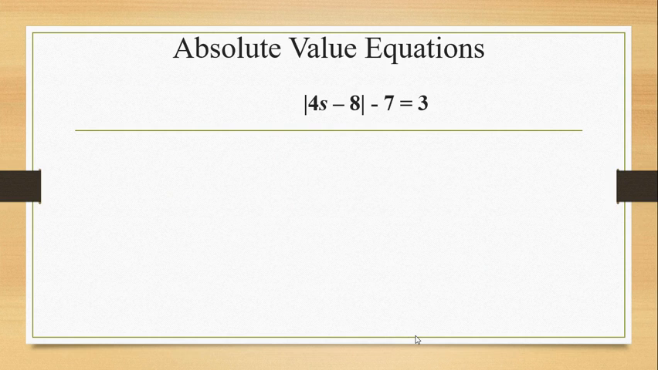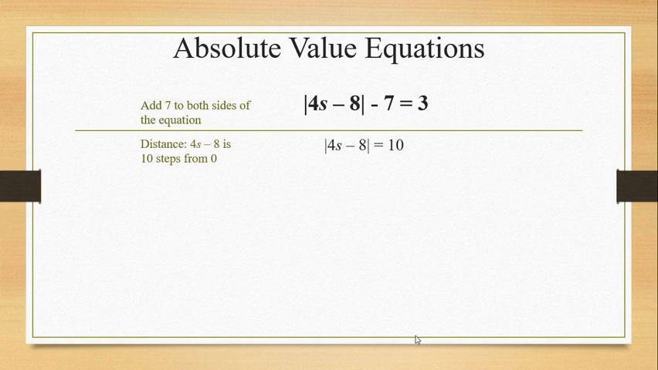Let's take a look at this next one. What is going to be our first step? That's right. We're going to add 7 to both sides of the equation. So now we get the absolute value of 4s minus 8 equals 10. So now we can ask our question, 4s minus 8 is 10 steps from 0. So we can set this up as two equations. 4s minus 8 equals 10, or 4s minus 8 equals negative 10.